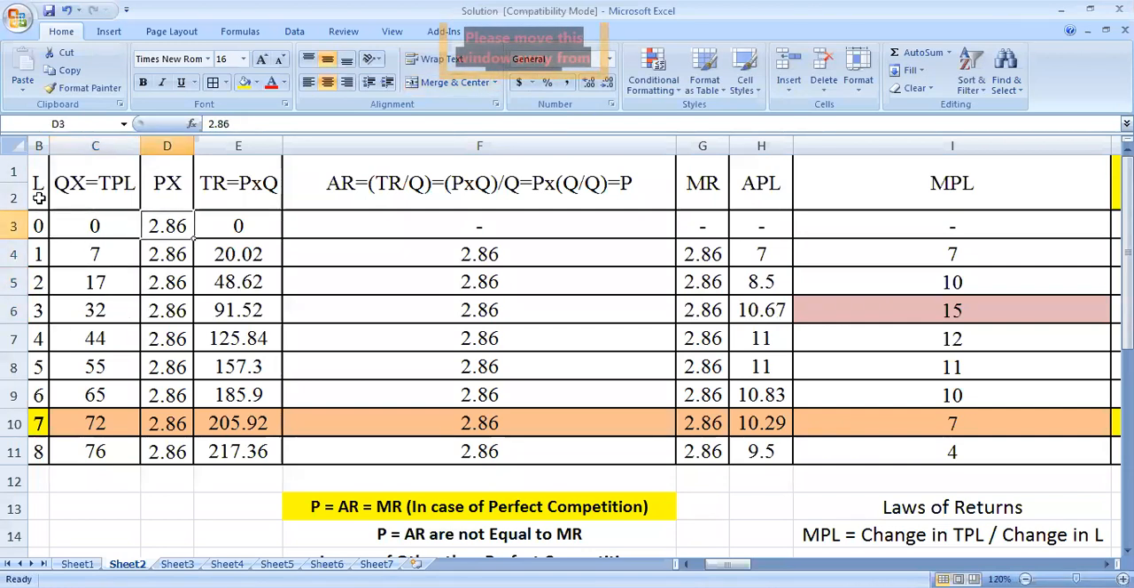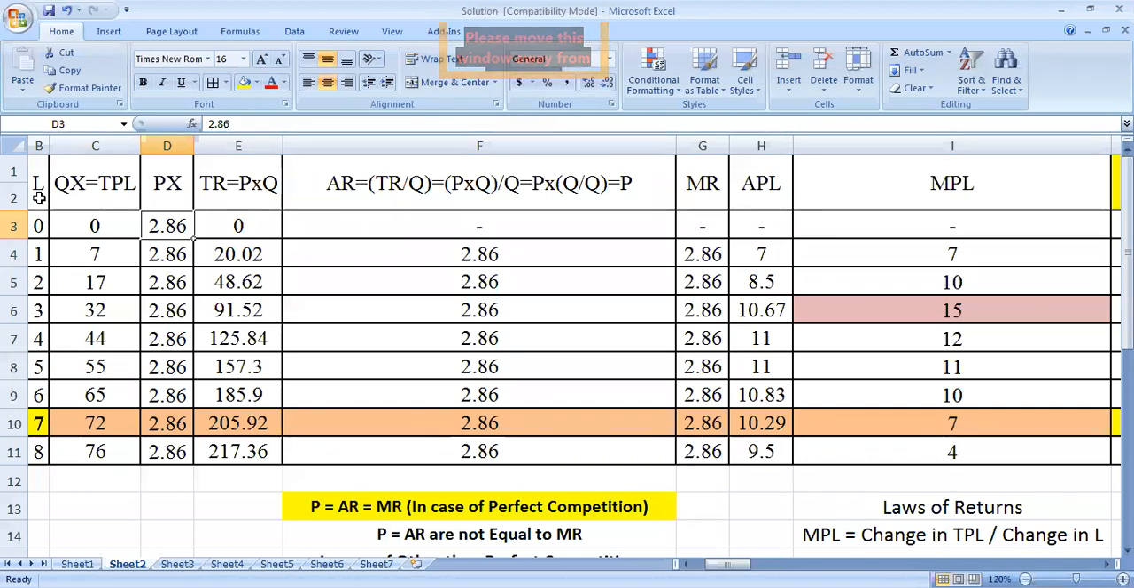Okay, the price of X is given: 2.86. Why is it fixed? It is only because of a market structure like perfect competition. Since we are talking about a firm which is operating within perfect competition, that is why the price is fixed.